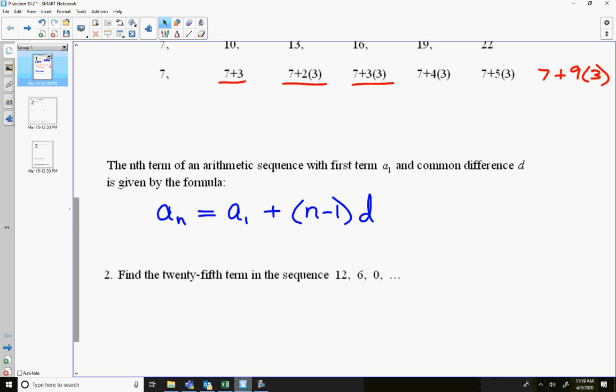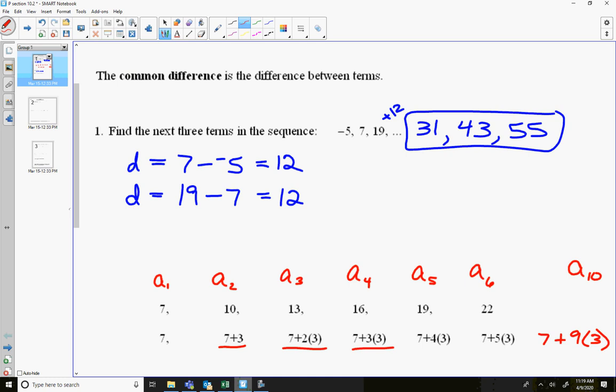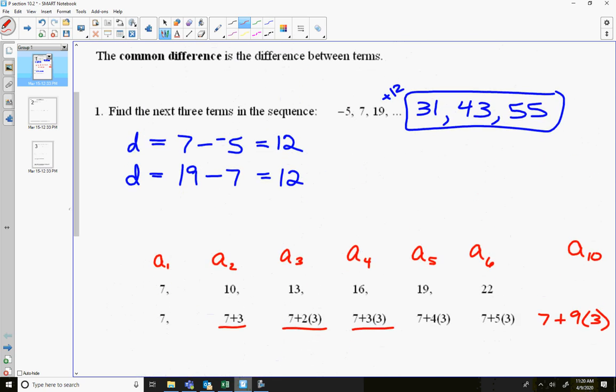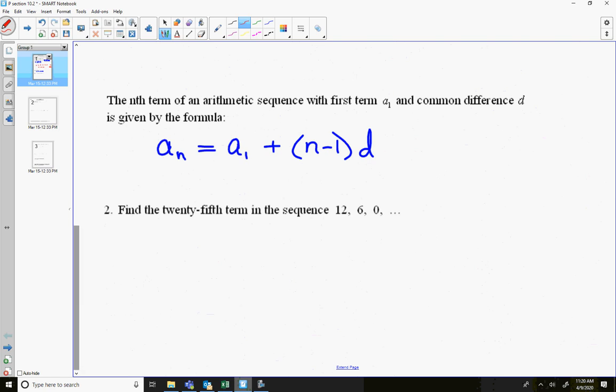So number 2, find the 25th term in this sequence. Now, just to be clear, you could do what we did in question number 1 and count 25 times to find that 25th term. If you do that, I will count the answer wrong. The next 3 terms is perfectly fine to count. The point of question number 2 is, do you know this formula? We want to go straight to the answer using the formula. That's what you have to show me if you want to get credit.